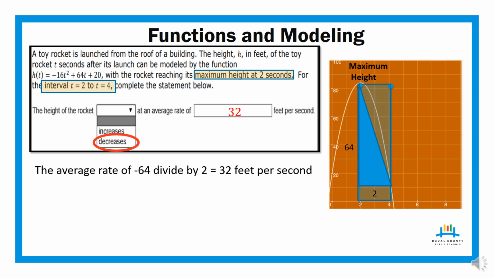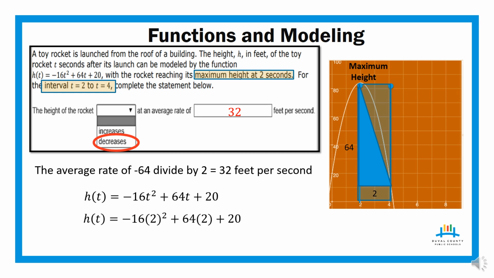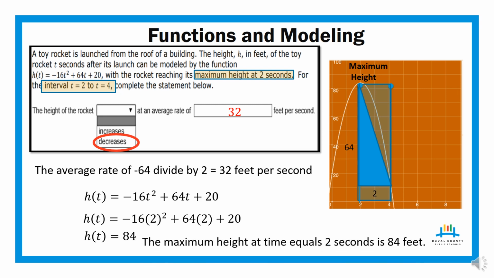If we were asked to find the maximum height, since we are given a time of 2 seconds for the rocket to reach its maximum height, we could substitute in a 2 into the equation. h of t equals negative 16t squared plus 64t plus 20. And we will find that our maximum height will be at 84 feet.